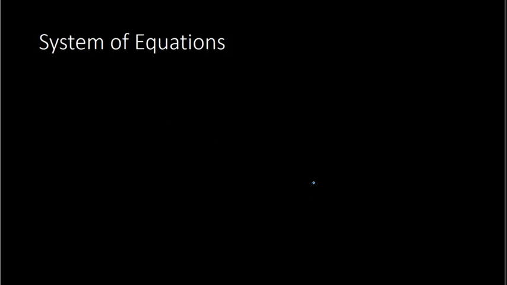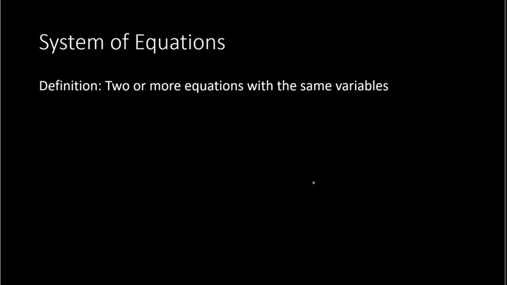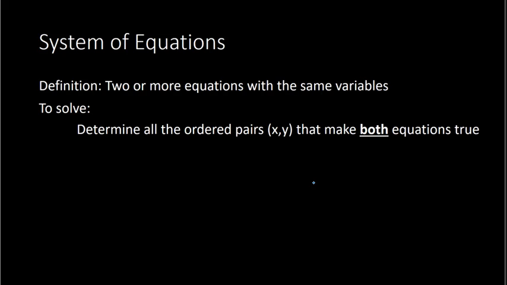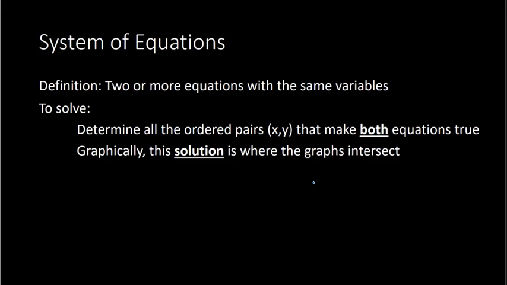In this video, you will learn the graphing method of solving a system of equations. Now, what is a system of equations? Well, it is two or more equations with the same variables. And to solve a system of equations, you need to determine all the ordered pairs that make both equations true. And graphically speaking, this solution is where the graphs will intersect each other.